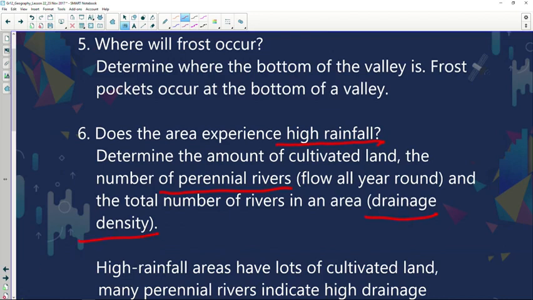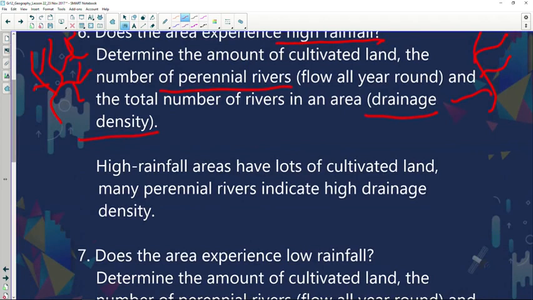Density, keep in mind, we get two different types of density. Now, a stream that you see with a lot of surface runoff with many tributaries is a high drainage density area. And for instance, a stream or river with only a few tributaries is going to be a low density. Now, as you can see, high rainfall areas have lots of cultivated land, many perennial rivers, and a high drainage density. Now, this we will usually find in places very close to the equator, but in South Africa, definitely KwaZulu-Natal.